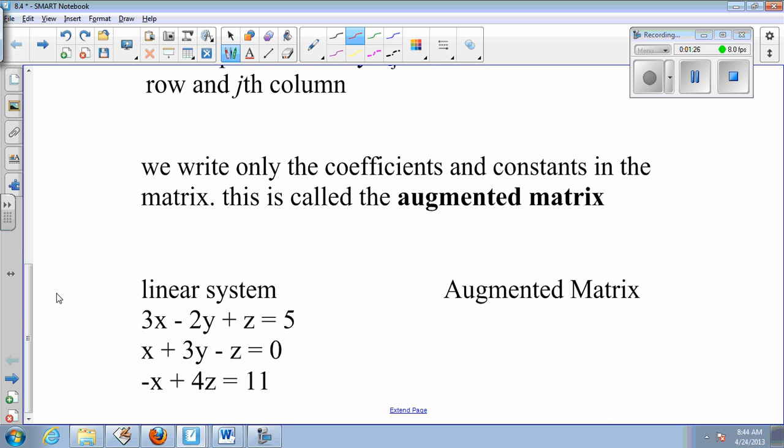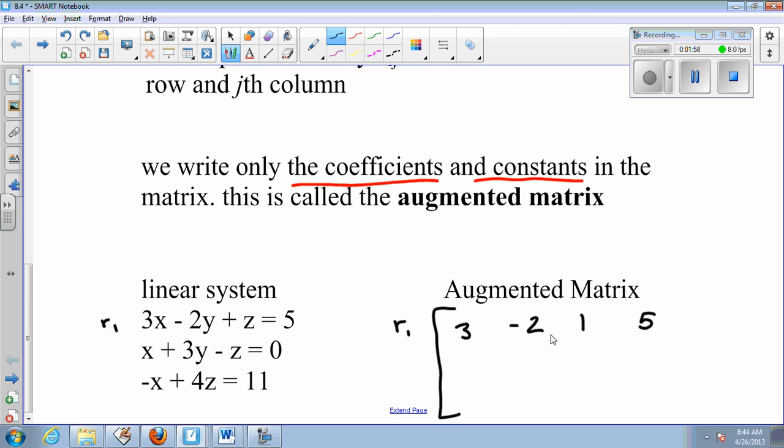So when we use a matrix to represent a system of equations, we only write the coefficients and the constants. And this is called an augmented matrix. So in the given system to your left, we are going to augment it into a matrix. So our first row has coefficients 3, -2, 1, and then 5. 5 is on the answer side, so we put a dashed line to separate the rows and the answer line.